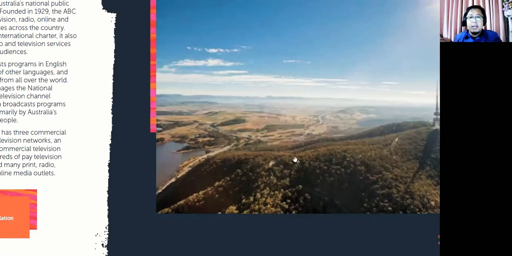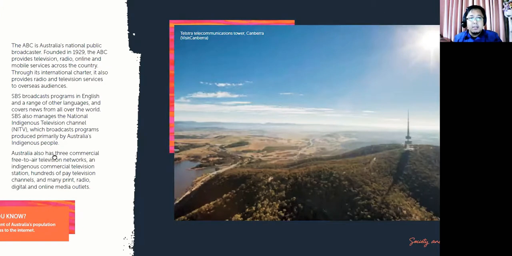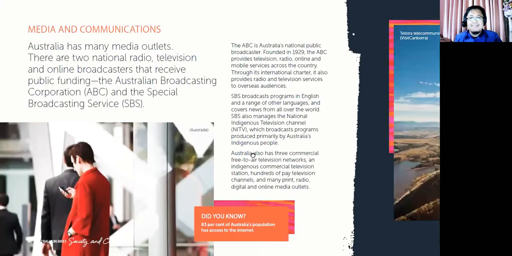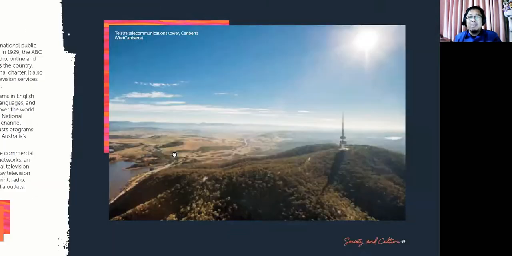I hope one day Indonesia has that kind of access as well. But well, I don't know for sure. Maybe in years later. And this one is the Telstra telecommunication tower in Canberra. Only one here. We don't see any other tower around here, but even though this is only one tower, it works pretty functional, I guess. So that's about the society.